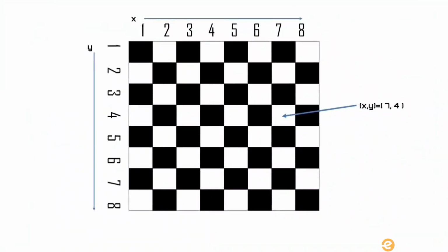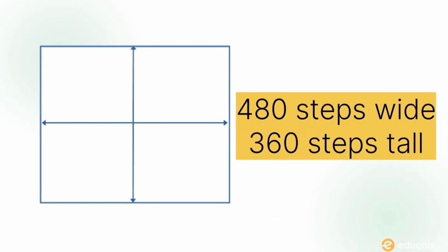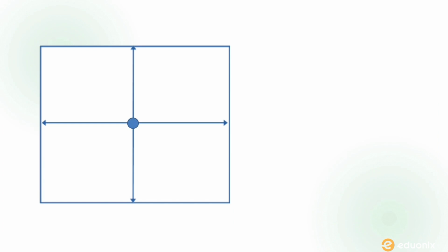In a chessboard there are 8 squares in a row and 8 squares in a column. So that means 8 steps wide and 8 steps long. Each square has an address. An example is shown here. Similarly, the stage is a bigger chessboard. It is 480 steps wide and 360 steps tall.